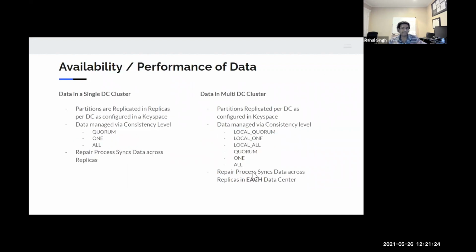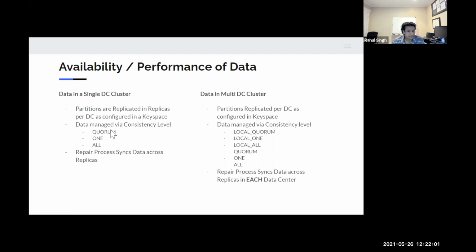So what do we get in terms of single versus multiple data centers? Let's talk about availability and performance. If we have a single data center cluster, we get availability in the sense that partitions are replicated in replicas per data center, as configured in a key space. In this case, it would just be one key space. So we can have the data replicated 3 times in a particular data center. And it's available because if one node is down, the other 2 replicas are available. Performance, sure. If one is busy, it can get data from another one.